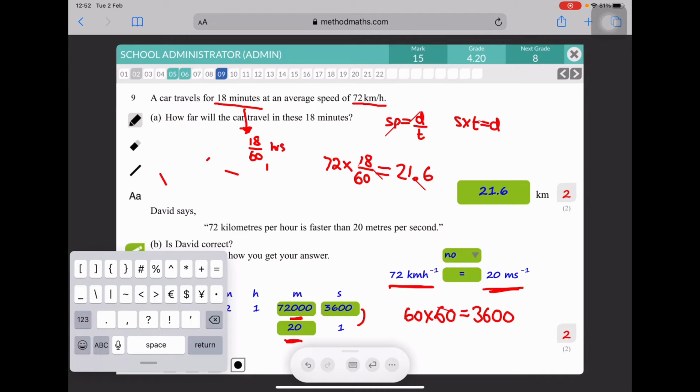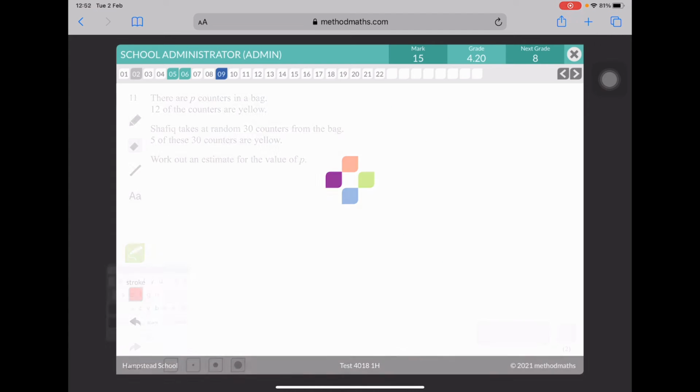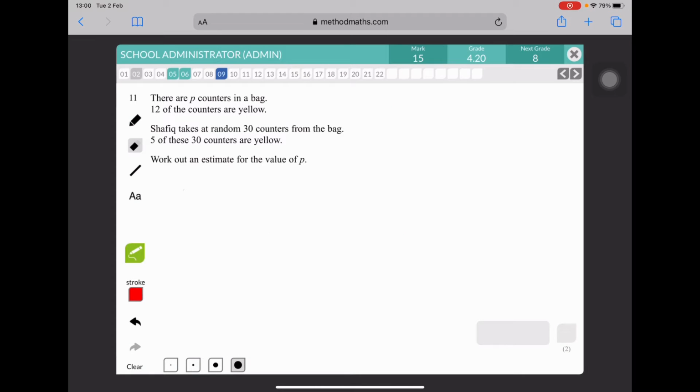Let me see what question is next. Okay, 11 is the next one. Moving on to question 11. So there are P counters in a bag. 12 of them are yellow. Shafiq takes at random 30 counters from the bag. 5 of these 30 counters are yellow. So we need to work out an estimate for the value of P. Sorry, let me get rid of this.